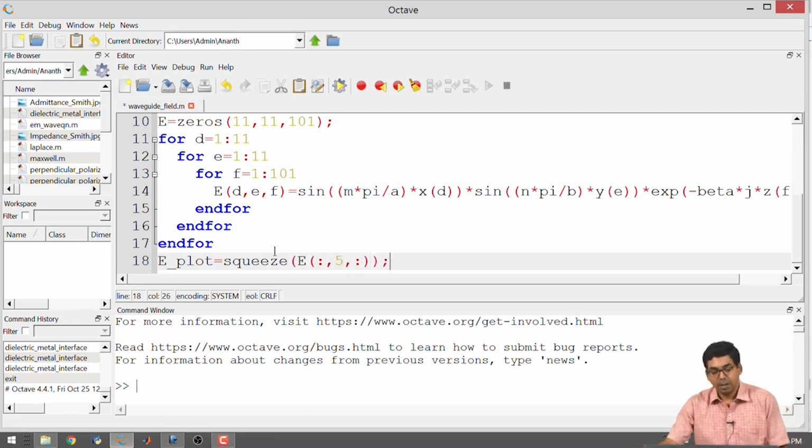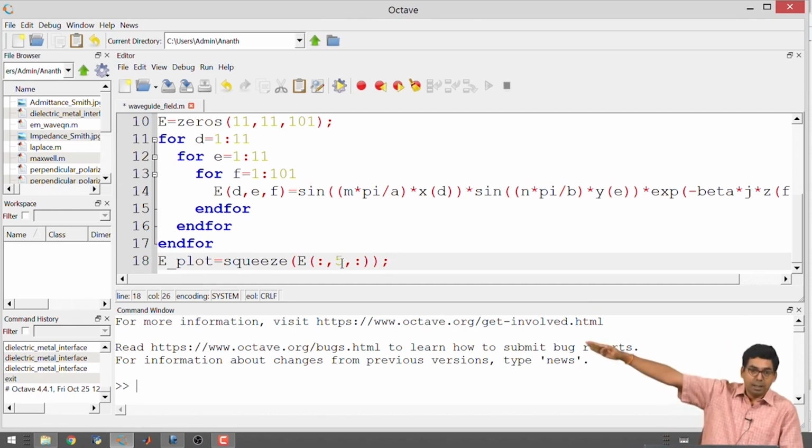Okay. So, what it means is at all x, at all z, for y equal to 5. So, y equal to 5 in this case means y is going from 1 to 11. So, I am picking up the 5th column. That means along the center of the waveguide I am drawing a slice.